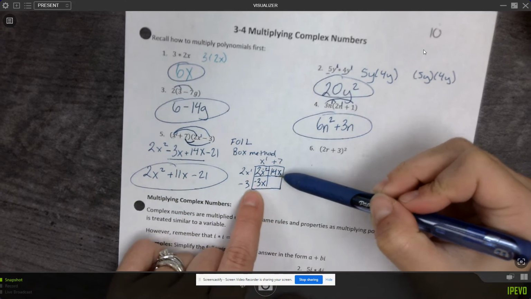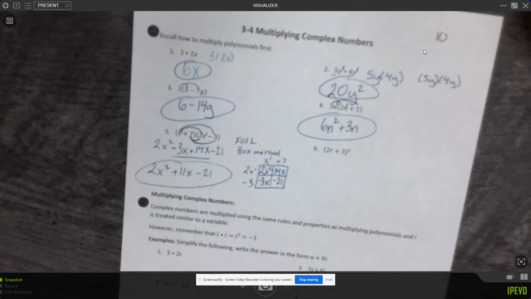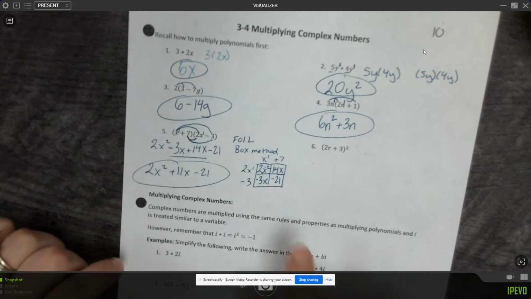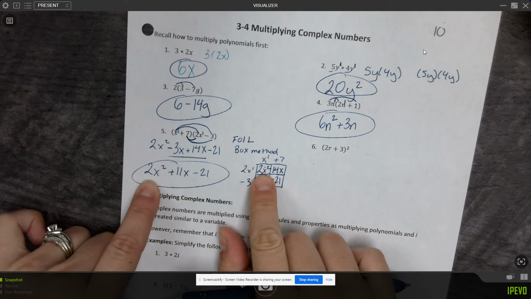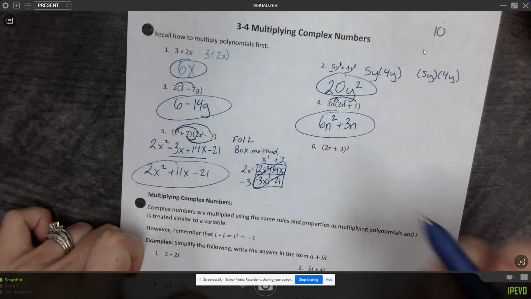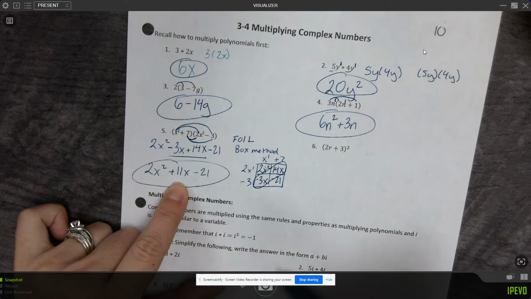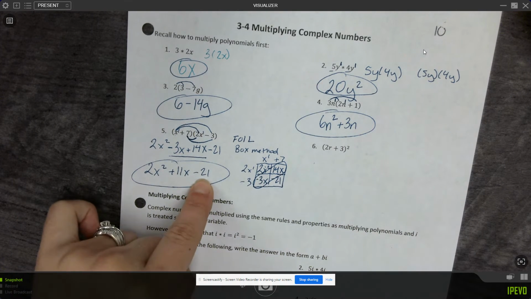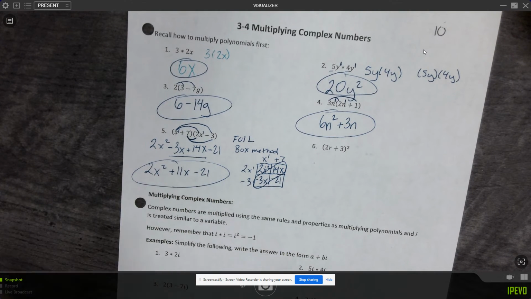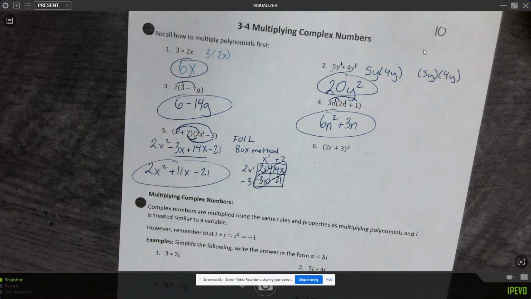And the last box, go to the outsides. -3 times 7 is -21. You have a 2x squared with no like terms, 2x squared. On your diagonals here, these two terms are like terms. 14x minus 3x is 11x. And -21 does not have any like terms. So in either case, whether you do FOIL or you do the box, you will get this answer. Like I said in the beginning of this example, I don't care which one you pick. Pick one that you like and do that one.